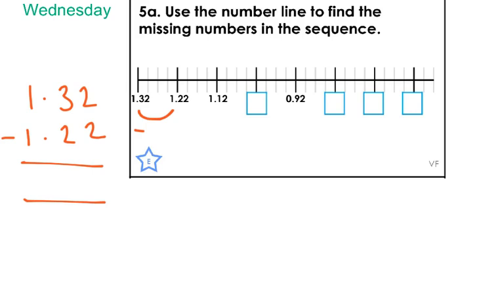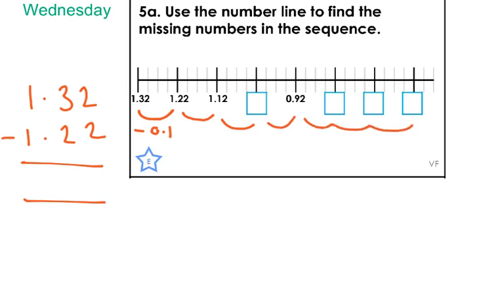Look at the number that is changing each time, and that is our tenths column. So it's gone from 3 tenths to 2 tenths. Have a little think to yourself now, by what number has that decreased? Hopefully you've got the answer as 0.1. So every single time we move from one number to the next, it is decreasing by 1/10, every single time.